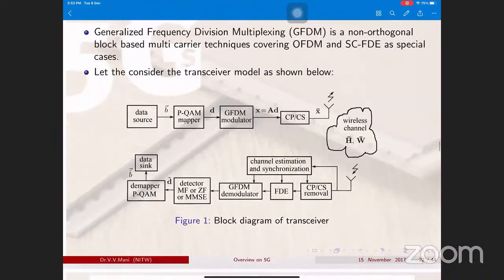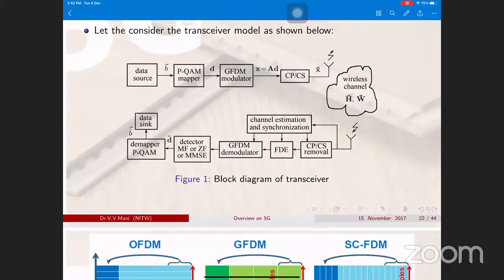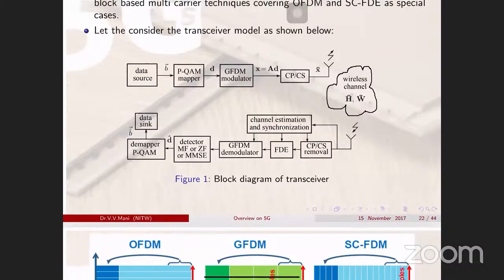So how is my GFDM different from OFDM? That's my understanding. Here the data source is the same. Any mapper, maybe QAM, PAM or BPSK, QPSK, any mapper we use is also the same. Instead of the OFDM modulator, it is replaced with a GFDM modulator. In the OFDM case we also add a cyclic prefix. In GFDM also we add a cyclic prefix, right? Then it goes through the wireless channel.